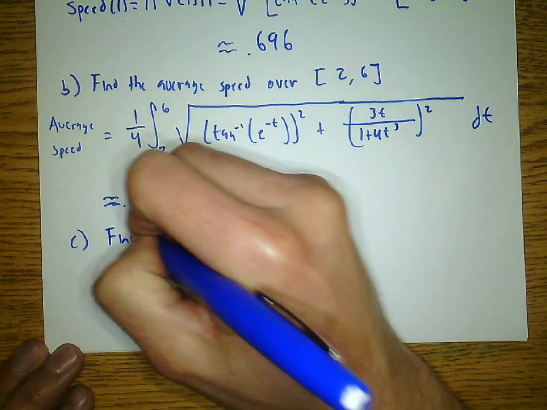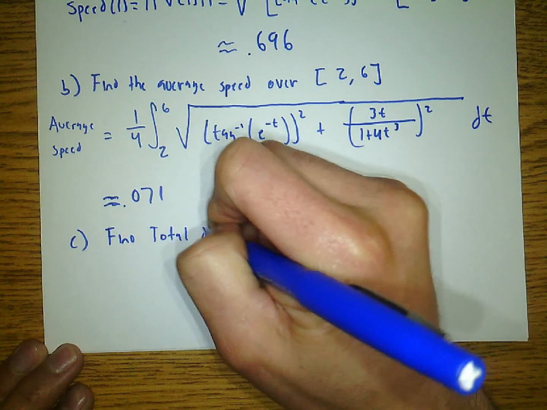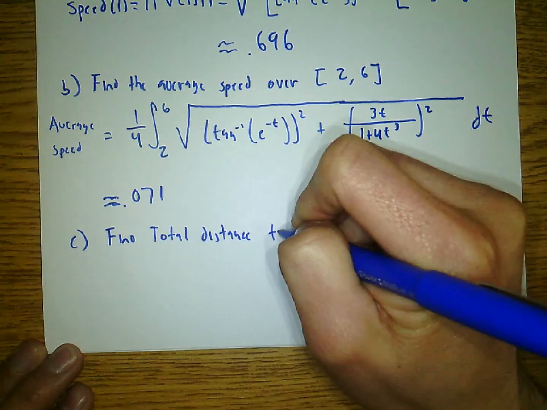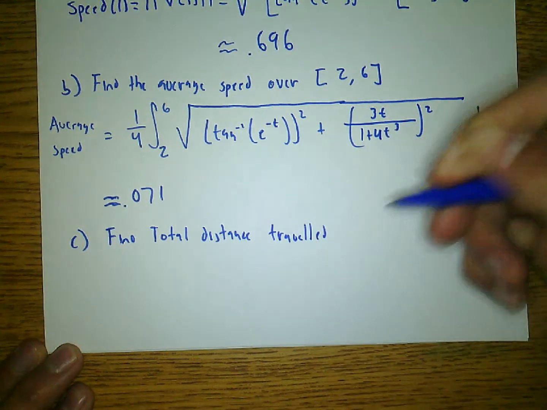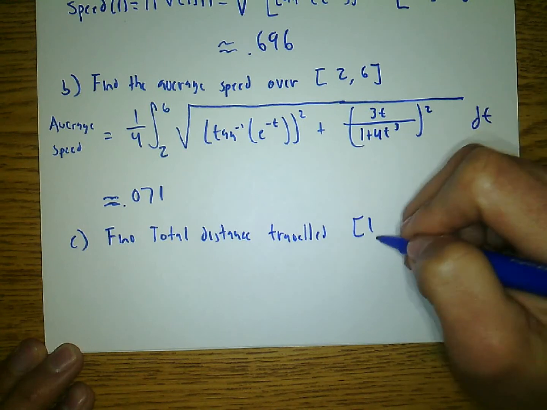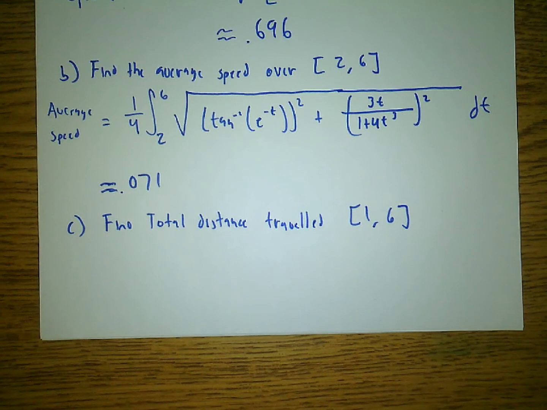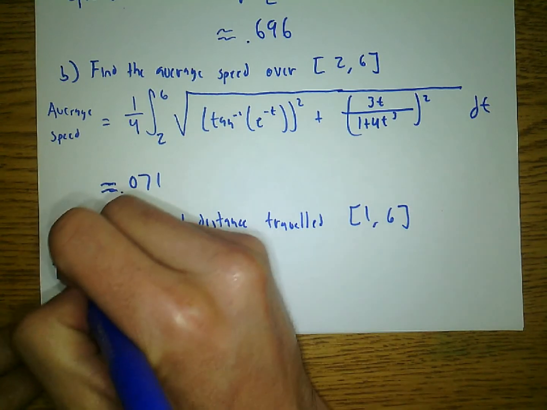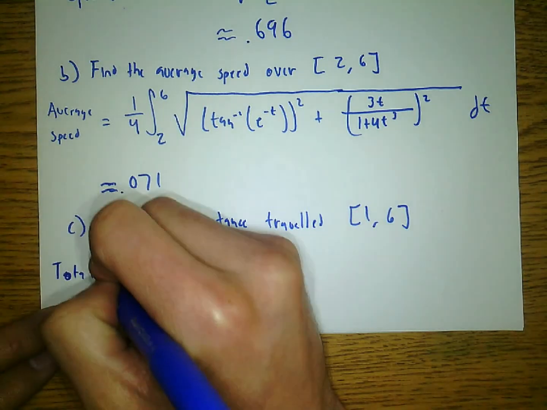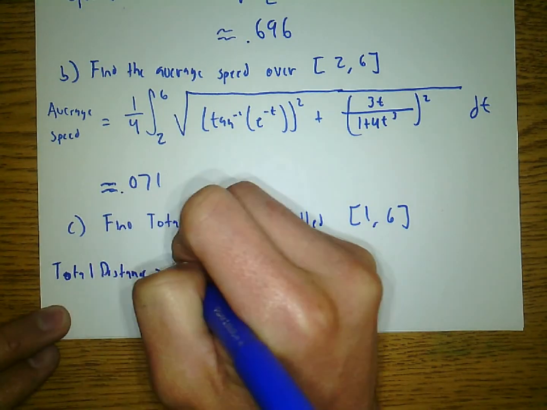Find the total distance traveled from 1 to 6. I don't know if it's minutes, but for t equals 1 to t equals 6. So total distance is equal to what? The integral from 1 to 6.